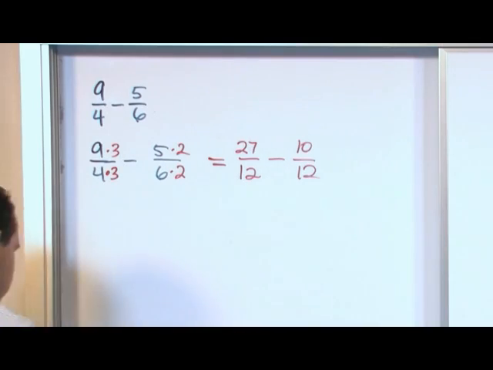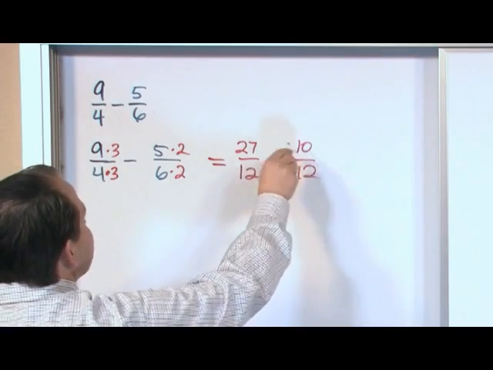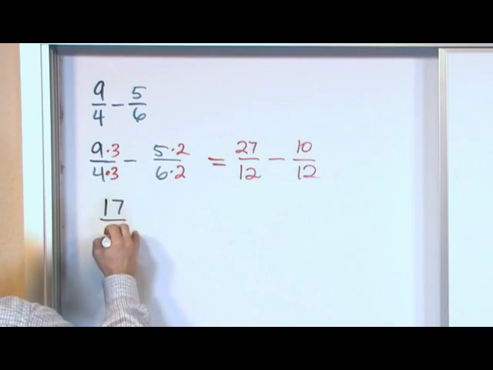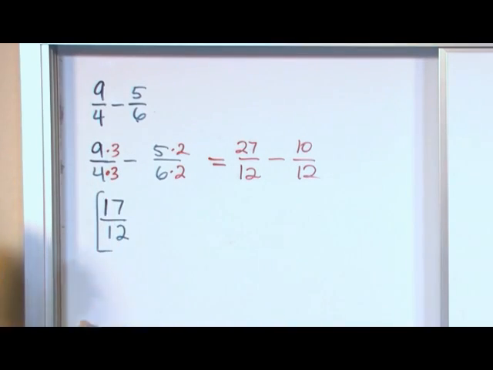Now, in order to actually subtract them, I just subtract the top. What's 27 minus 10? You'll get 17 over 12. And that's already simplified. 17/12. There's nothing else to do. You see, it's very easy.